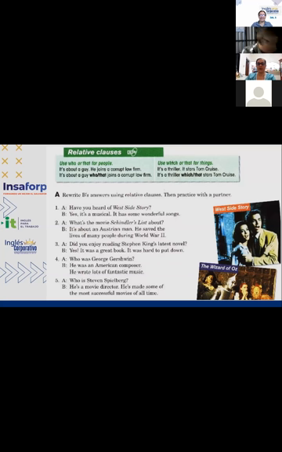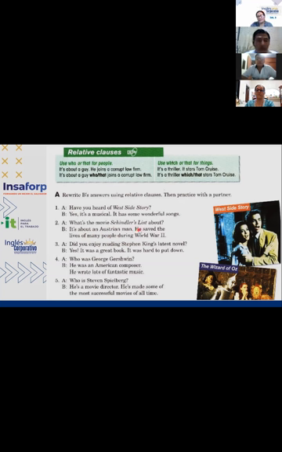The first one was completed. We'd say, yes, it's a musical which or that has some wonderful songs, right? Perfect. The other one is, what's the movie Schindler's List about? It's about an Austrian man. He saved the lives of many people during World War II. Then it's about an Austrian man who, this pronoun is substituted for who. Or you can say that, but it's not very formal. So I better use who so that I don't confuse. It's about an Austrian man who saved the lives of many people during World War II.